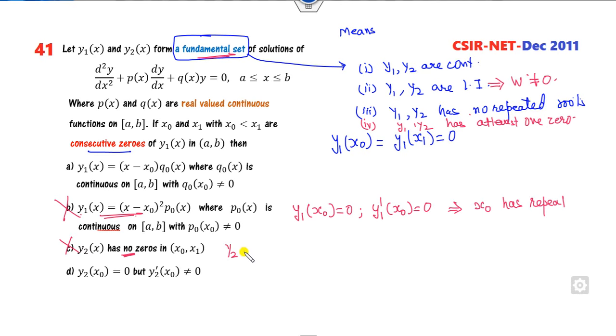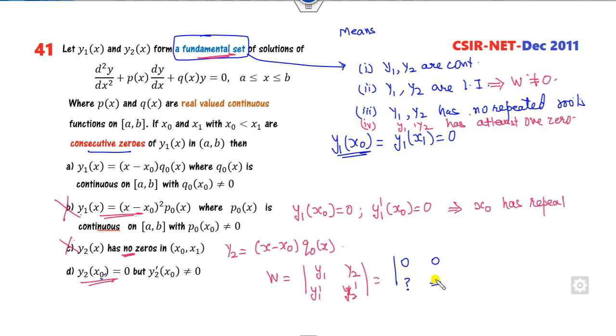Moreover, you can simply take y2 as this, say q0 again. So it clearly says that y0 of x0 is 0. What is the meaning of that? If I take the Wronskian of y1, y2, y1 dash, y2 dash, what is the answer? At the point x0, y1 is 0, y2 is 0, this is unknown, this is non-zero. But whether it's 0 or non-zero, the determinant is 0.